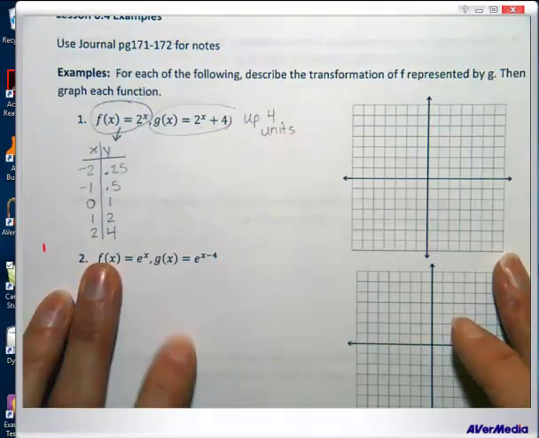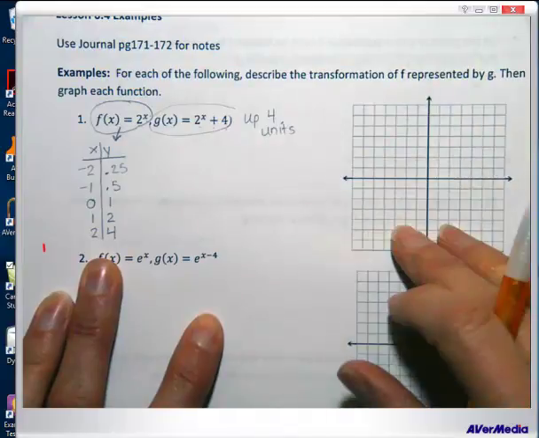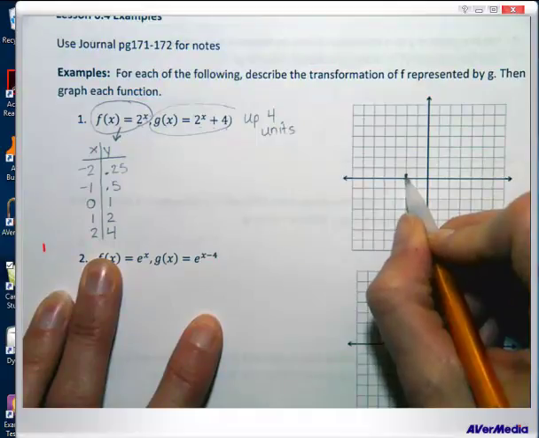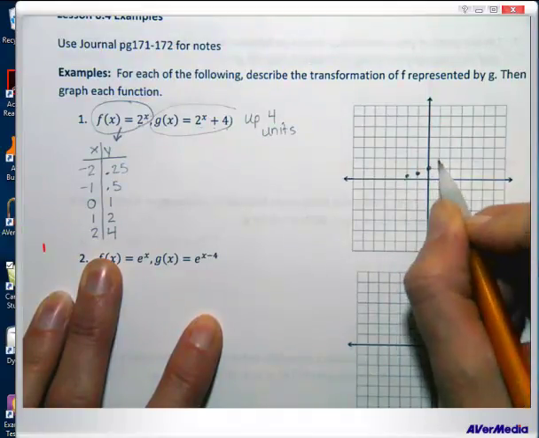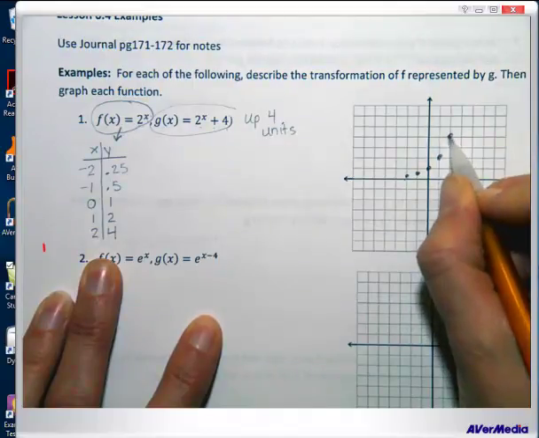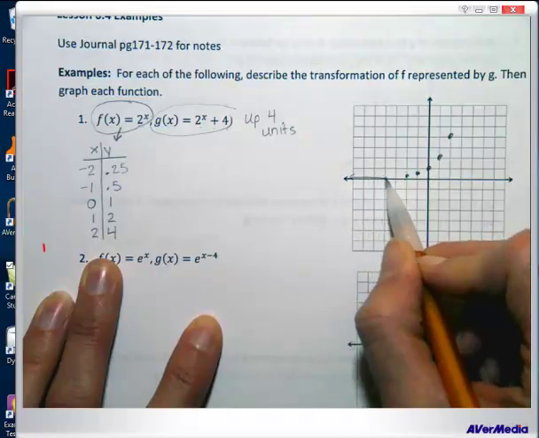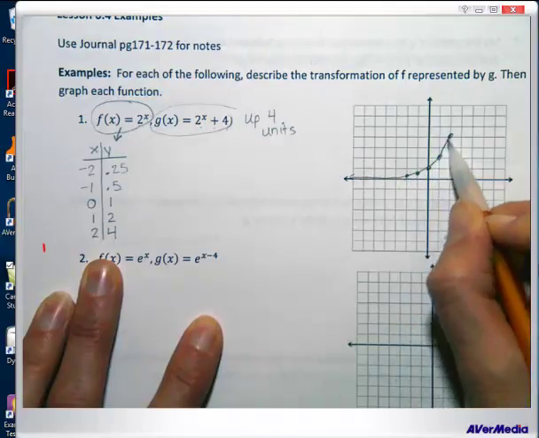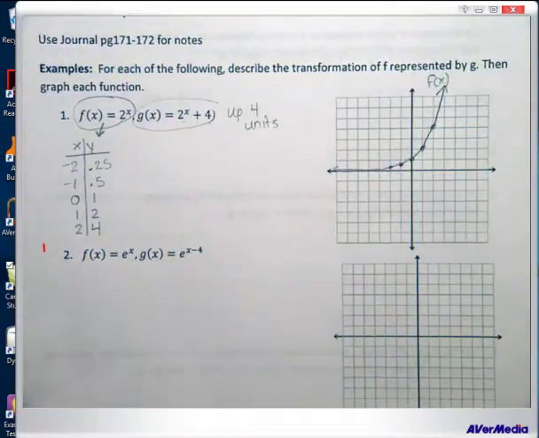It says graph each one, so let's start by graphing this one. I'm just going to use every unit here as 1, or every tick mark. And so if I go -2, I go up 0.25, that'd be about right there. -1, up 1/2. 0, 1. 1, 2. And 2, 4. And we know exponentials have an asymptote that's horizontal, so I'm going to make that look like we're just lining up along or reaching the x-axis and then increasing from there. And I'll label this f of x. So take a minute to get that drawn.